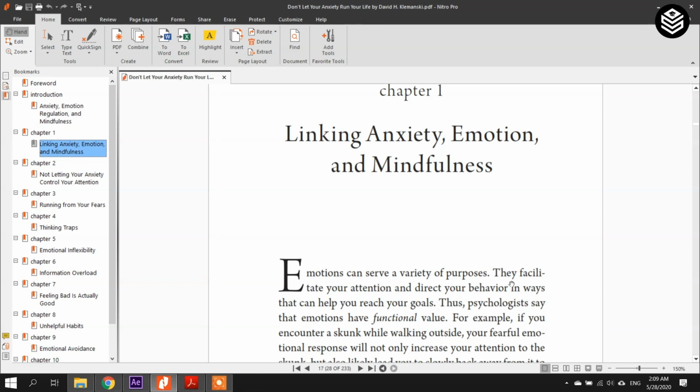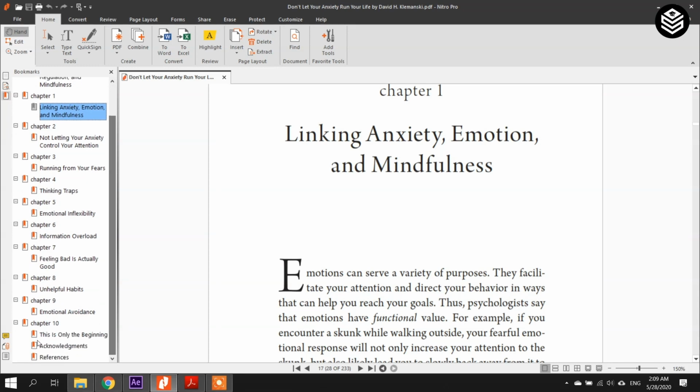That is what this book tries to explain across all ten chapters.